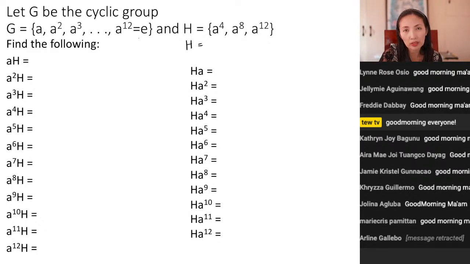Meron bang subgroup of order 4? Pwede ba? Is there a subgroup that will have an order of 4? Yes, because 4 divides 12. Ito, this is of order 3. Yung given natin, order 3. Okay, order of H is 3. But we can have a subgroup of G with 4 elements, with 2 elements, and with maybe 6 elements also. Okay? 6 elements, divisors of 12. Now, we move on to the next.